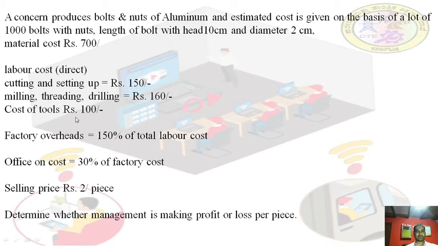The cost of the tool is rupees 100. This is very important here. The cost of the tool comes under direct expenses because it is charged directly to a particular component. We are using this tool for this particular component, so we cannot charge it to another component, because we can do the particular operations only. So we have to charge it as a direct expense.